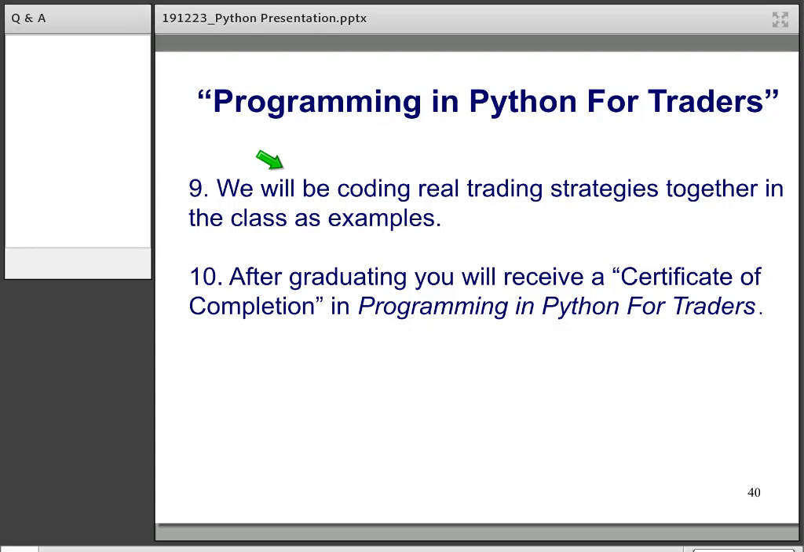Having Chris as an instructor, Chris spent 10 years as a fixed income trader. He was on a trading desk there. Having a real trader there, and then he went off to manage his own money. Having a real trader there is a big plus.